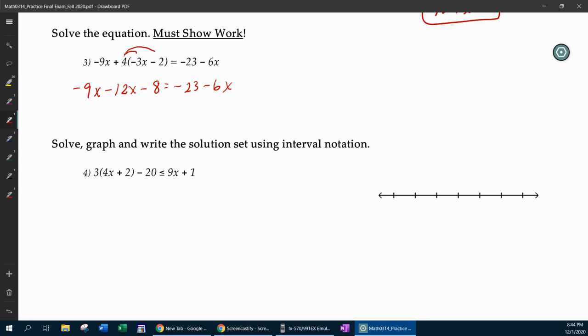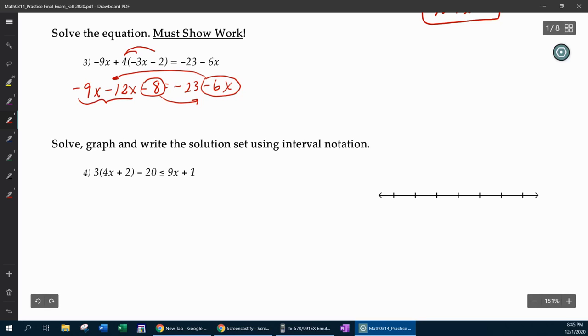And then the next step is to get all of the x's together on one side and all of the constants together on the other side. So I know that negative 9 and negative 12 is negative 21x. The negative 6x comes over and makes a plus 6x. The negative 8 becomes positive 8 when I bring it over. And I've got minus 23.